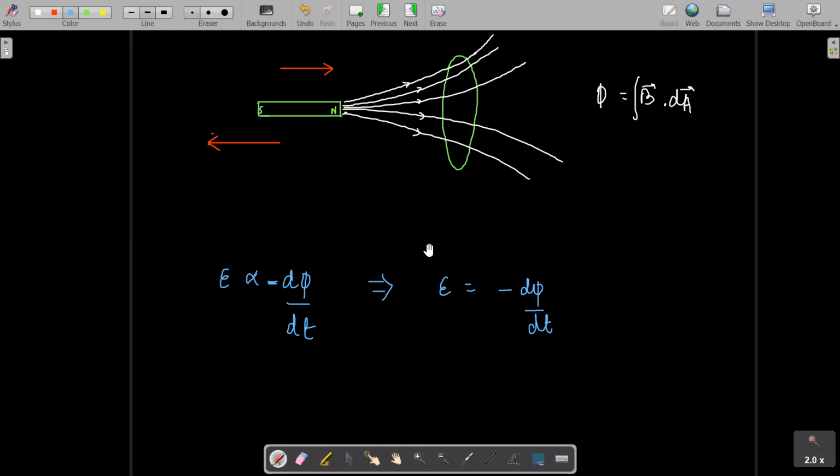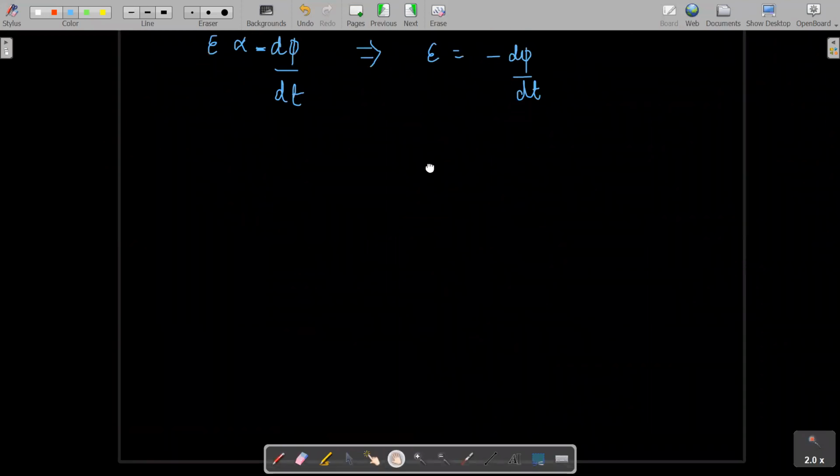For example, see, this is some loop, and here I am moving a magnet like this.